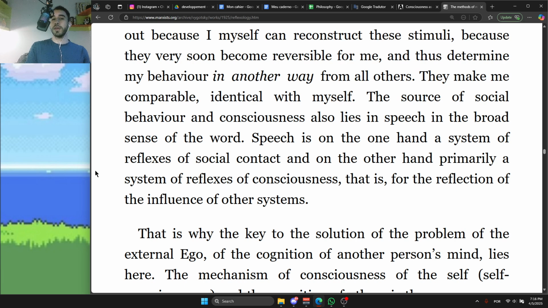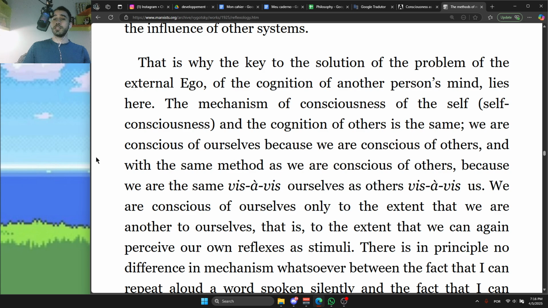The source of social behavior and consciousness also lies in speech, in the broad sense of the word. Speech is on the one hand a system of reflexes of social contact, and on the other hand, primarily a system of reflexes of consciousness, that is, for the reflection of the influence of other systems. That is why the key to the solution of the problem of the external ego, of the cognition of another person's mind, lies here. The mechanism of consciousness of the self, self-consciousness, and the cognition of others is the same.